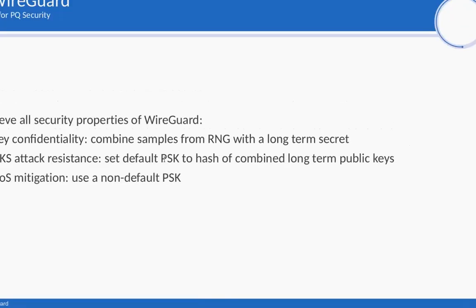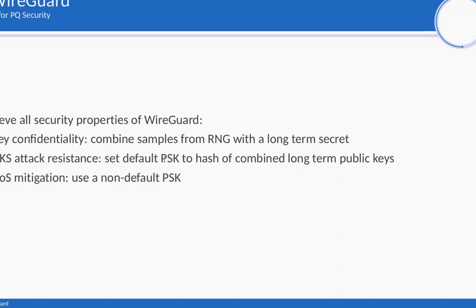So to solve those issues, we took the following approaches. To retain key confidentiality, even when the random number generator is compromised, we generate all randomness used by post-quantum WireGuard with a pseudo-random function. The key of the pseudo-random function is a new long-term secret that we introduced, while the input to the pseudo-random function is the output of the random number generator. In practice, the long-term secret for the pseudo-random function can be stored on a hardware token, for example, a smart card.